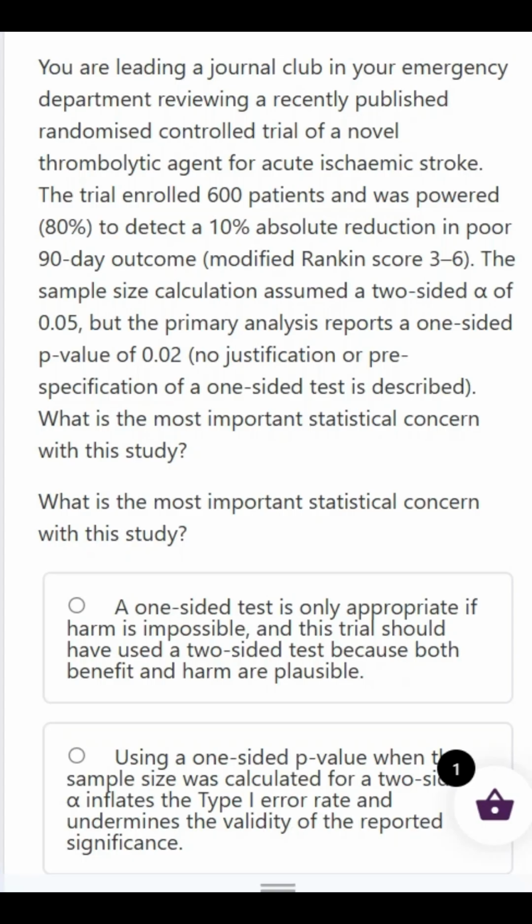The sample size calculation assumed a two-sided alpha of 0.05. However, the primary analysis reports a one-sided p-value of 0.02, with no justification or pre-specification of a one-sided test. The question: what is the most important statistical concern with this study?